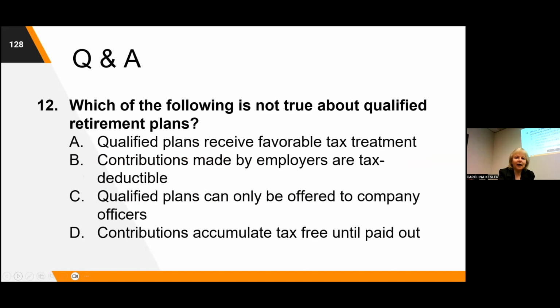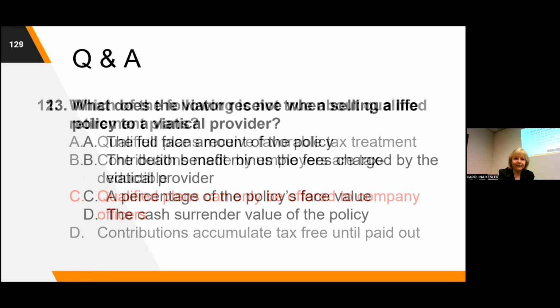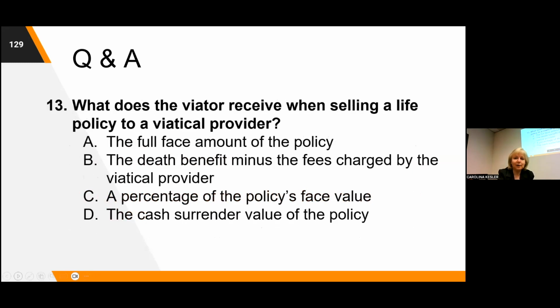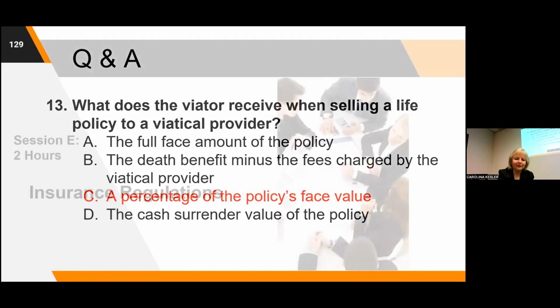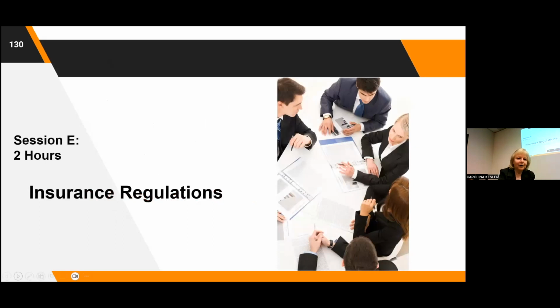Which of the following is not true about qualified retirement plans? They can only be offered to company officers. That's not true, right? They're for all the employees. What does the viator receive when selling a policy to a provider? A percentage, right? So, you know, when you see percentage, just mark it, right? All right, we're almost there, guys.